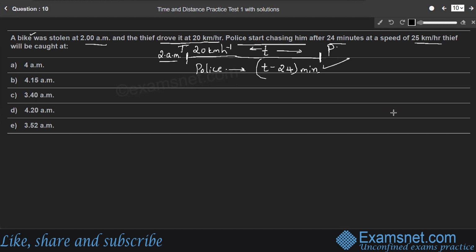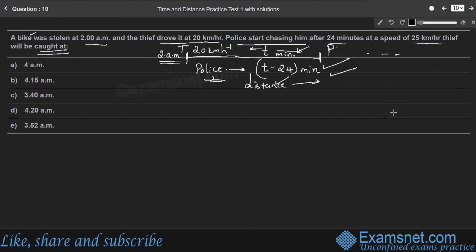So if he stole the bike at 2 a.m., after 24 minutes, police starts chasing him, right? Therefore, time taken by police will be T minus 24 minutes, whereas time taken by thief to reach point P is T minutes, right? So that both of them covered the same distance here, right? Here what is asked in the question? At what time will the thief be caught? For that we need to consider time taken by thief and police to reach point P. Then only we can easily find the time, right?